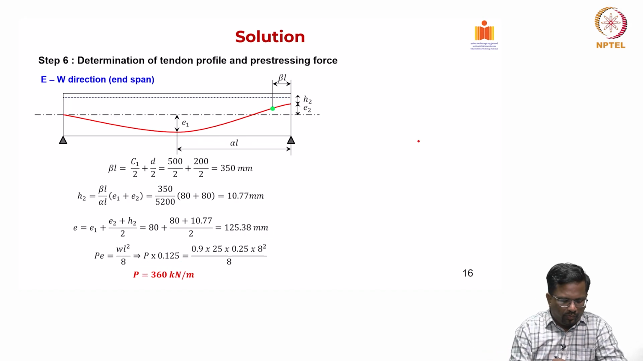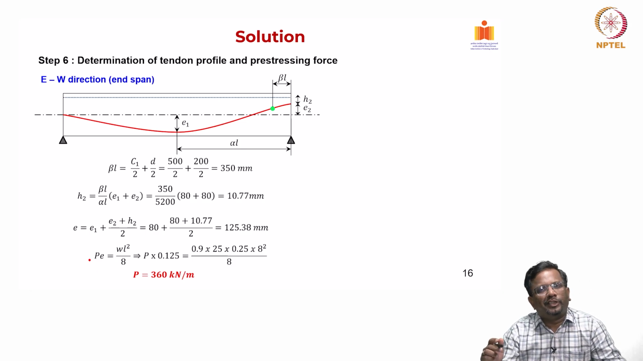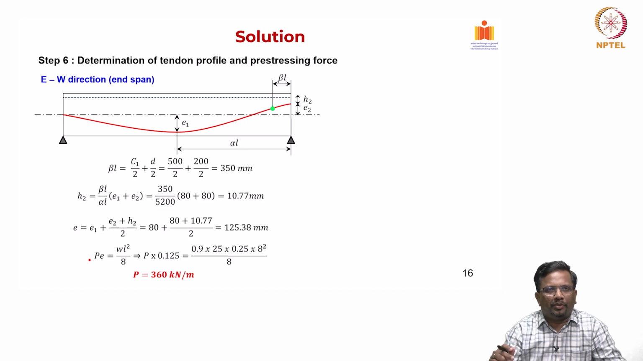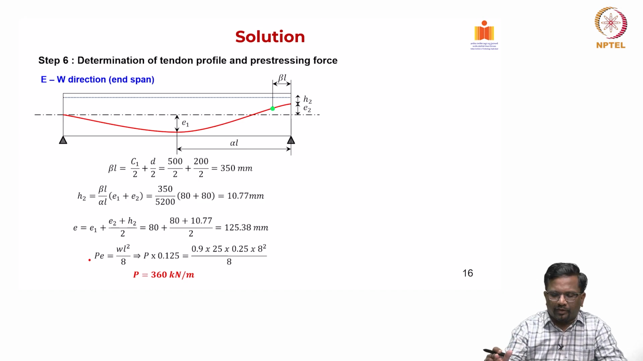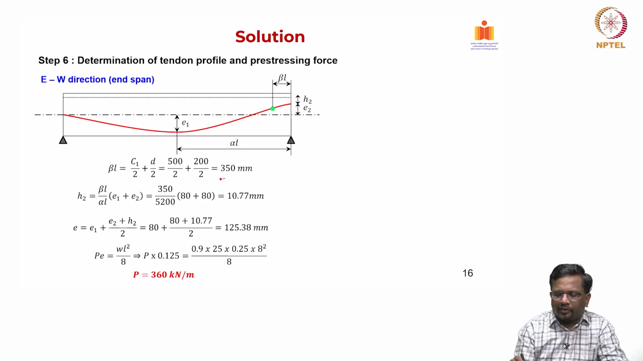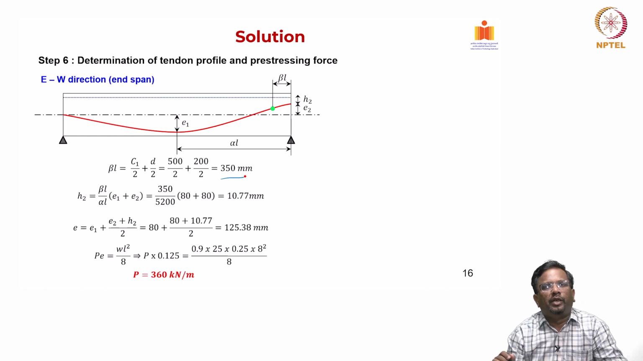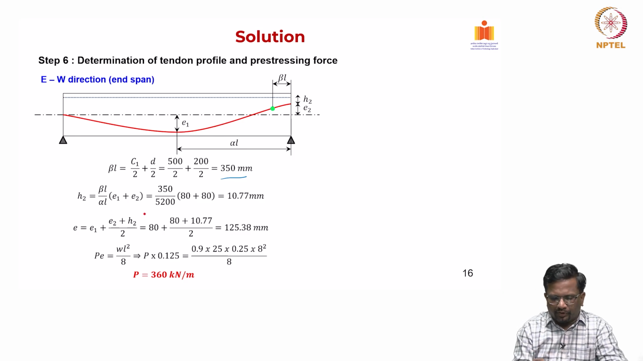Now, let us calculate in the end span what is the pre-stressing that is required, right. We do the same calculation like what we have done. Beta L still remains 350 millimeter, and H2 in this case is slightly going to change as per our equation. So, E1 plus E2. I am trying to keep E1 and E2 the same, so 80 plus 80.